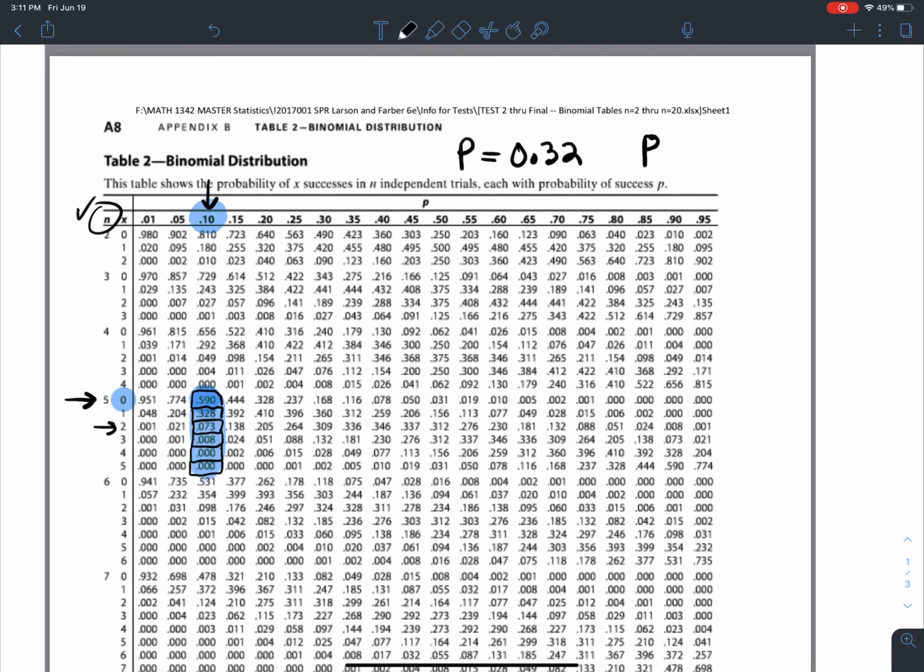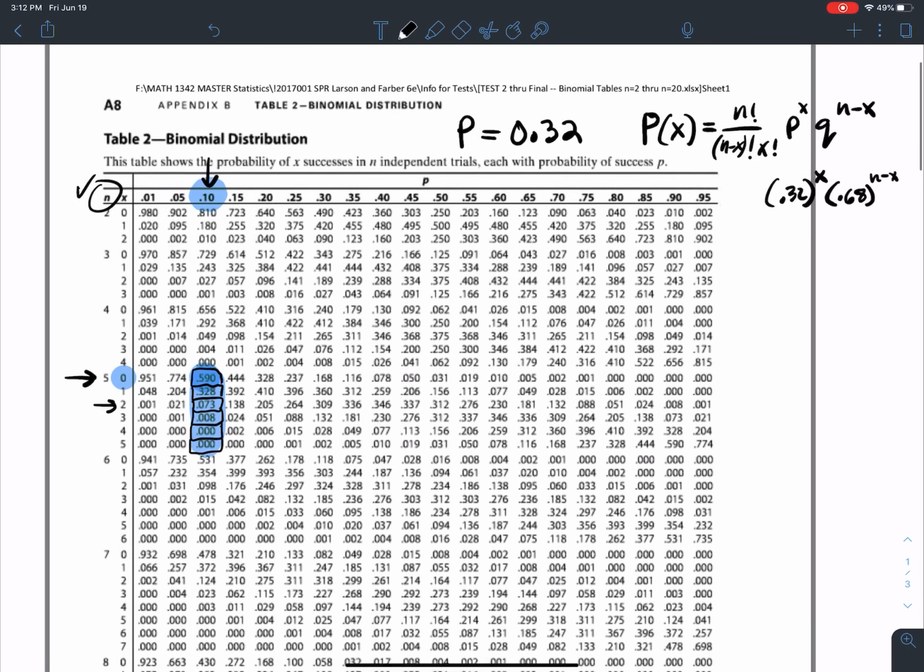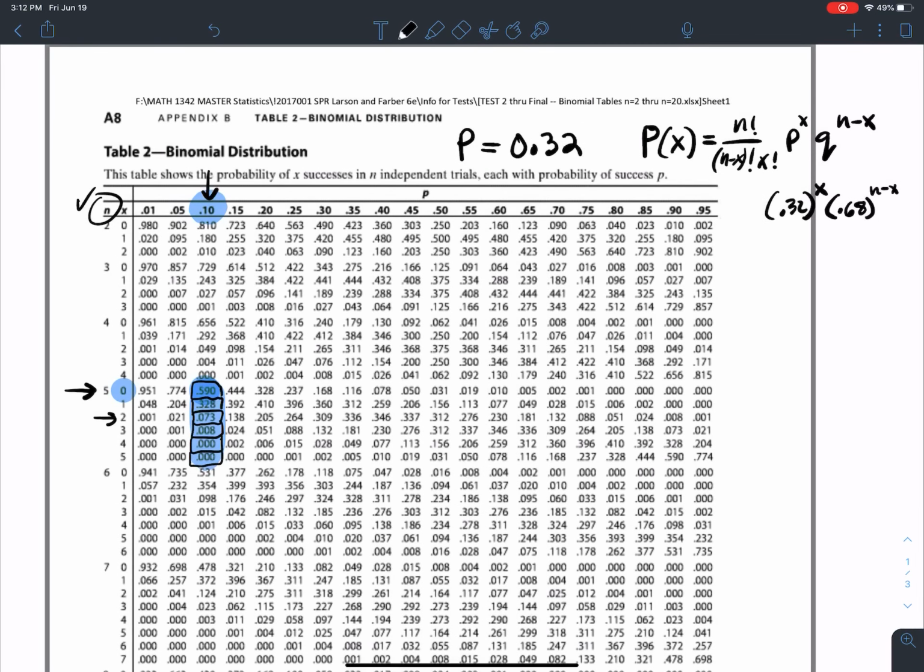Okay, the formula: P of x equals n factorial over x factorial times n minus x factorial, times p to the x times q to the n minus x. And there you would put the 0.32 raised to the x, and then 1 minus 0.32, which I guess would be 0.68, to the n minus x. Okay? So that's where you'd have to use the formula.